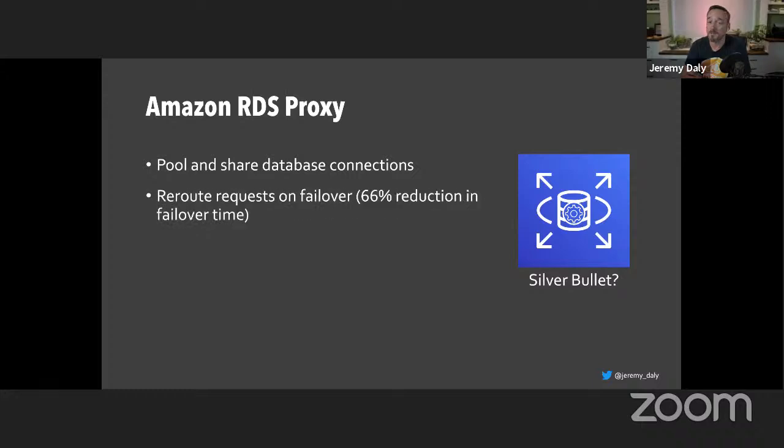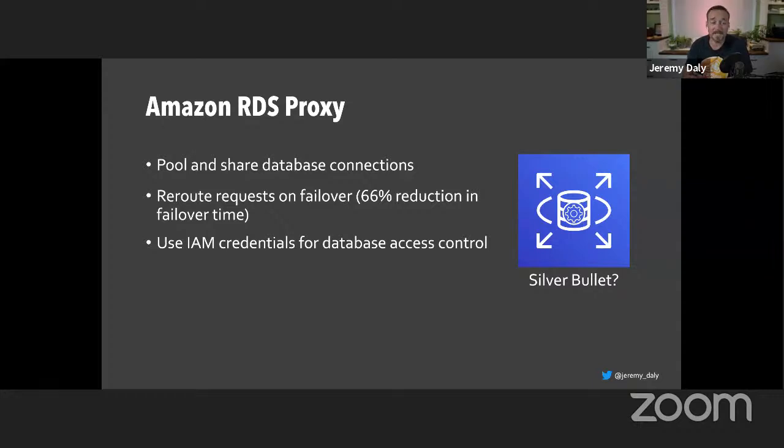It will reroute requests on failover. If you ever did failover with RDS before, you had to use something like DNS in order to do the failover. That can take a lot of time. This actually changes it within the proxy itself. You don't even lose the connections from your Lambda functions, and it gives you about a 66% reduction in that failover time.